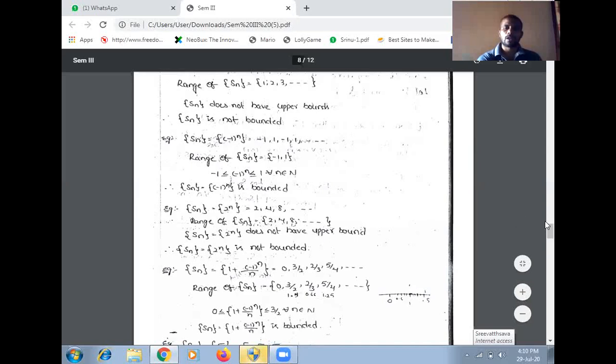Similarly, I have given some examples also. We observe these examples.